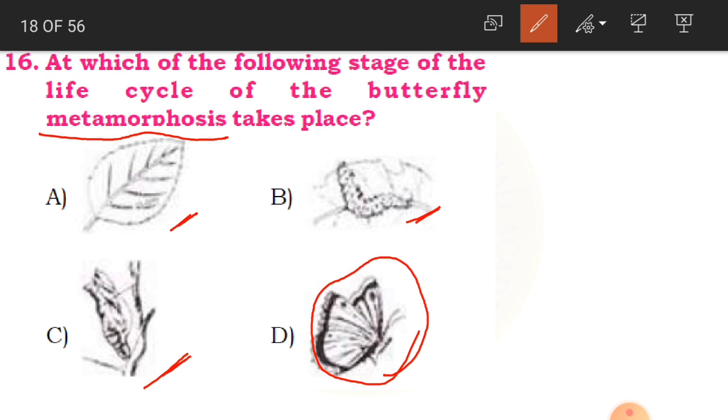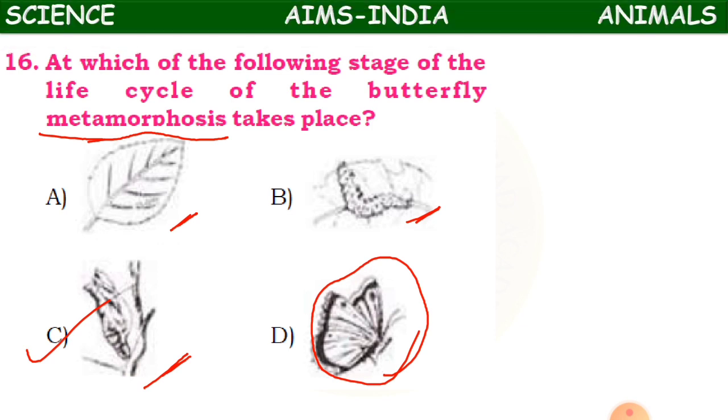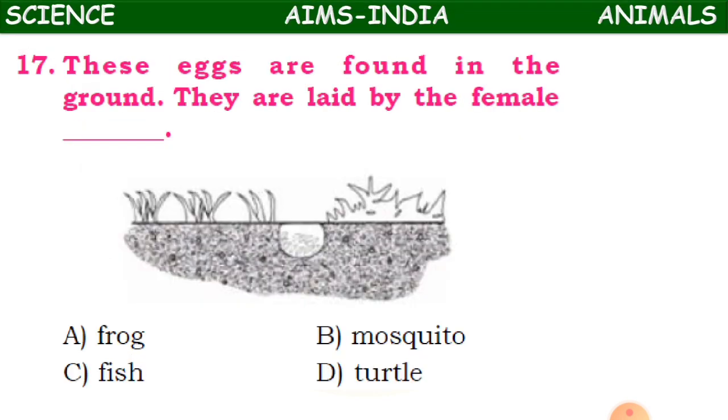So in which stage of the life cycle of the butterfly does metamorphosis take place? That is C option, children, in pupa. Here the butterfly is going to change to form an adult butterfly. Okay, children, the physical change, that is shedding its skin and becoming an adult butterfly. Clear, children? Okay, now we'll go to the 17th question.